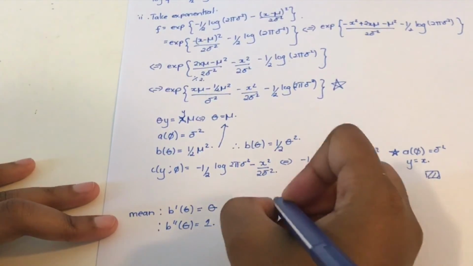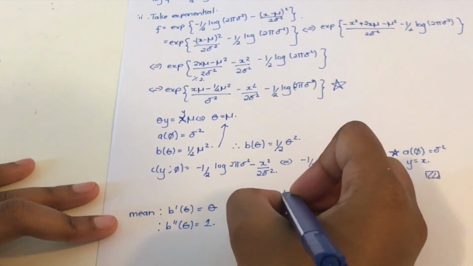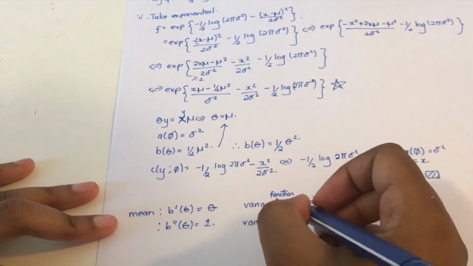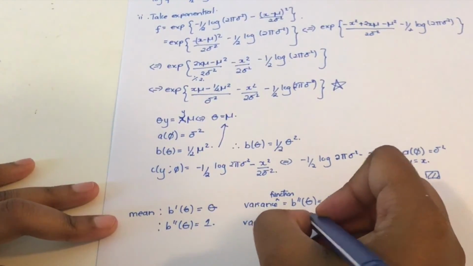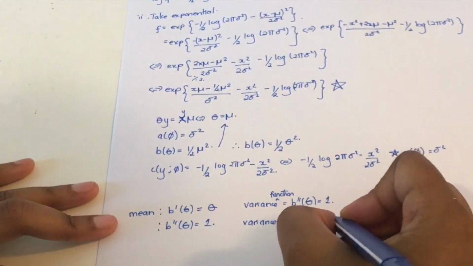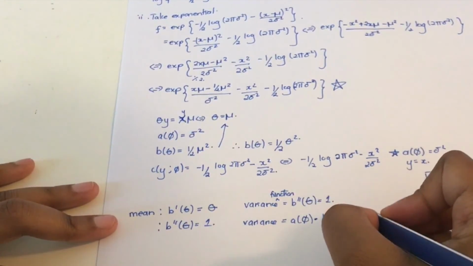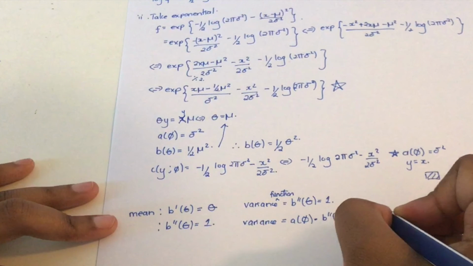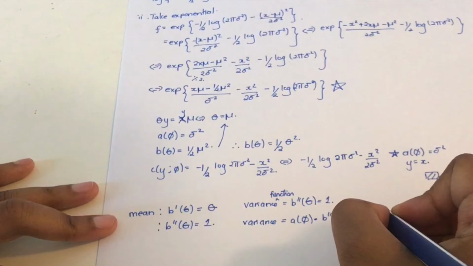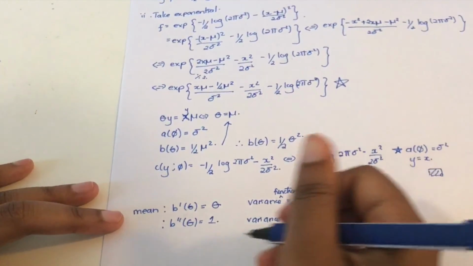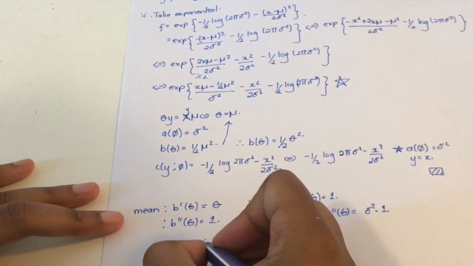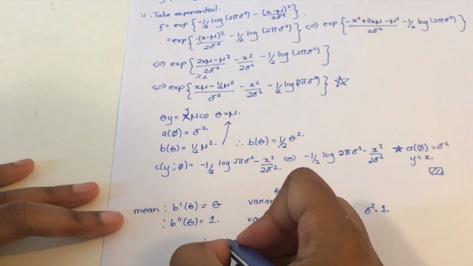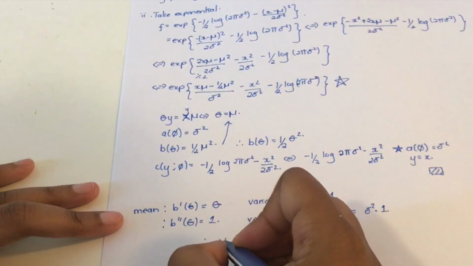And now we're trying to get the variance. So the variance is a product of a of phi times the double prime of b of theta. The double prime of b of theta is 1. A of phi we got earlier as sigma squared. And therefore it's sigma squared. So we have the mean, we have the variance function, we have the canonical link function, and we have the variance, right?